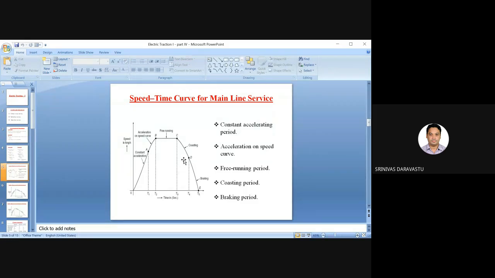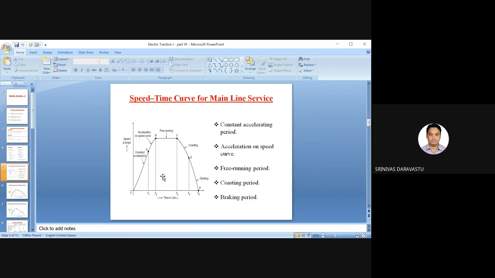The energy required for propulsion can be calculated if the resistance to the motion of the train is known. This is the main importance of the speed time curve. The slope of the curve gives acceleration and retardation values, and the total area of the curve gives the total distance traveled by the train. It's a very important question for competitive exams.